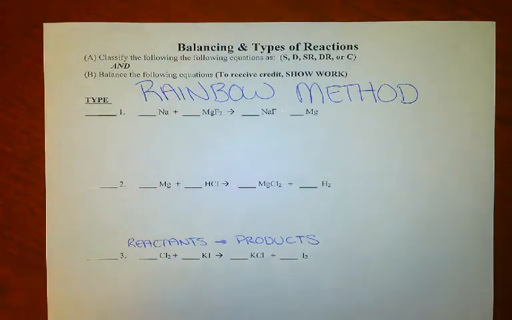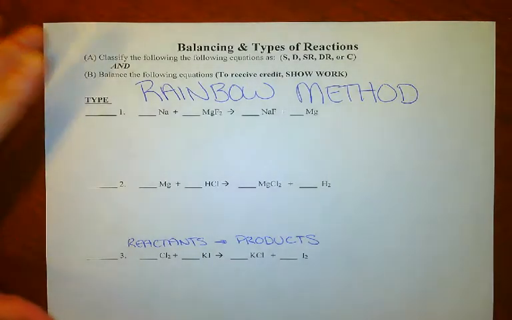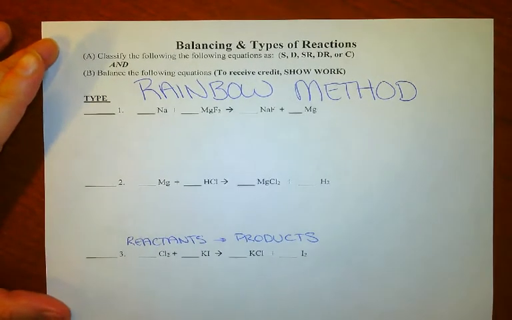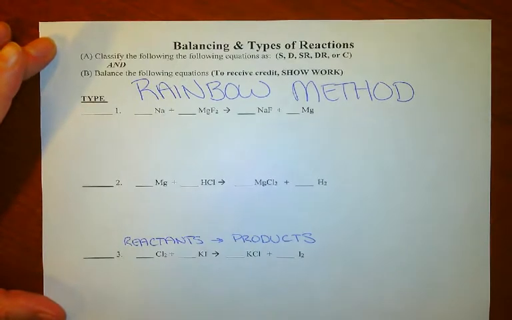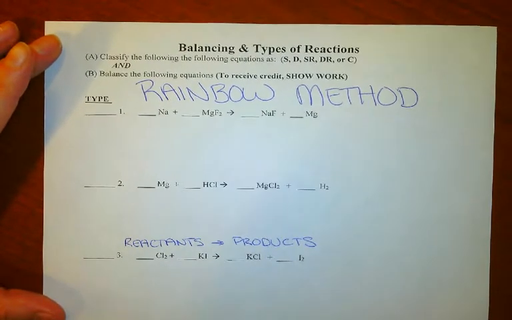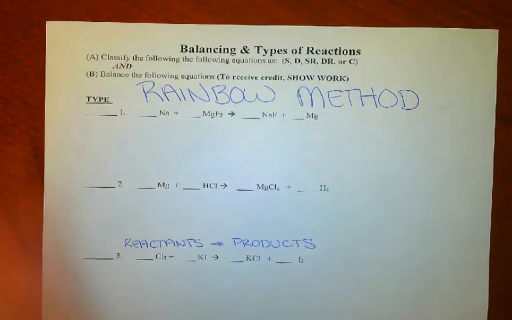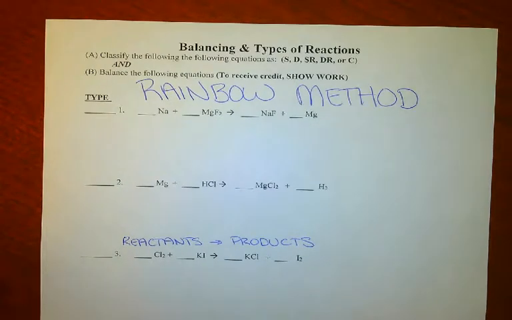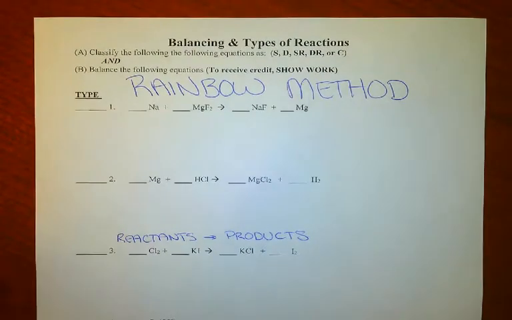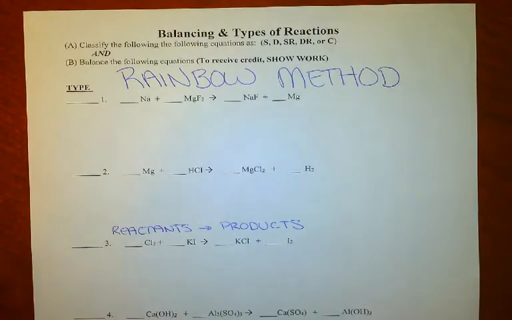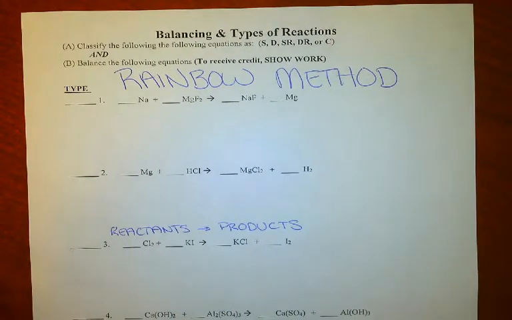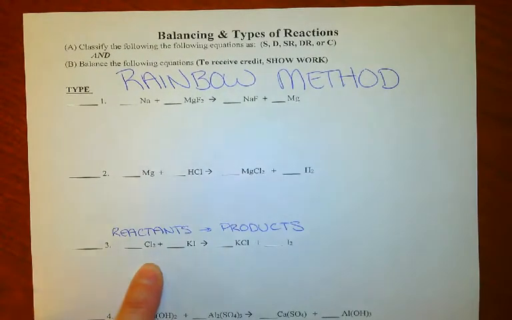Alright, welcome to the video tutorial for the rainbow balancing method. This is for our visual learners who are struggling a little bit with balancing. This is something that Miss Hansen started last year, where she realized sometimes students who struggle with math or just are more visual learners really are more successful when they use colors on this. So you're going to need different colors of highlighters, and we're going to start on number 3.